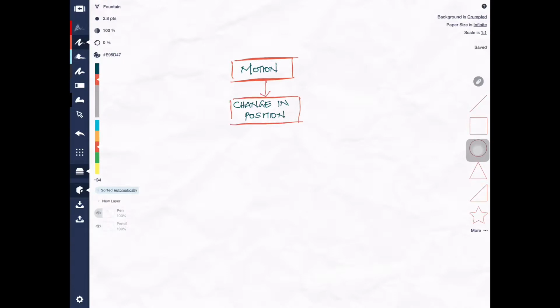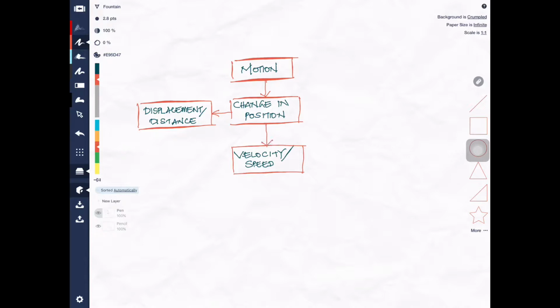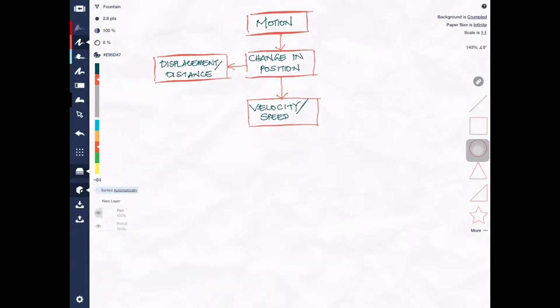So the first parameter which marks the motion is distance or displacement. Distance is the scalar quantity and displacement is the vector quantity, and the difference between the two is already discussed in previous episodes. Now, when we are measuring this position change, or distance or displacement, with respect to time, we will get either velocity or speed, velocity being the vector quantity and speed being the scalar quantity. So it is actually the change in position with respect to time measured.